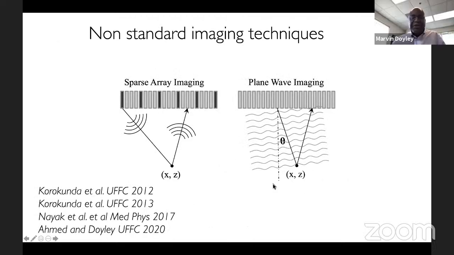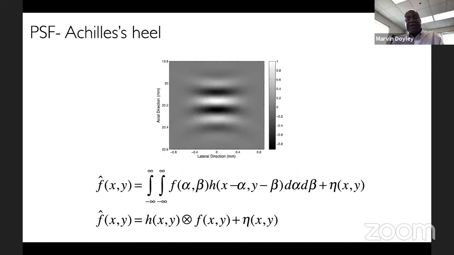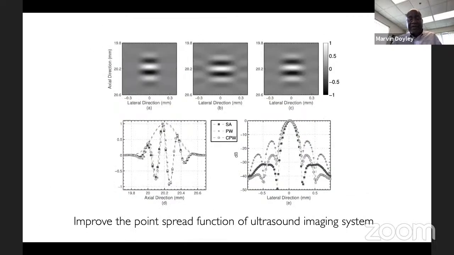Sure. All right. So what I will say is this: we had a technique known as synthetic aperture imaging, and we have a technique known as plane wave imaging, and that allows us to solve that. The problem is really this. If you think about ultrasound, what we have is our blurring function. You want to think of it as a multiplicative noise, and that's our PSF. And we want to reduce the lateral extent of our PSF.